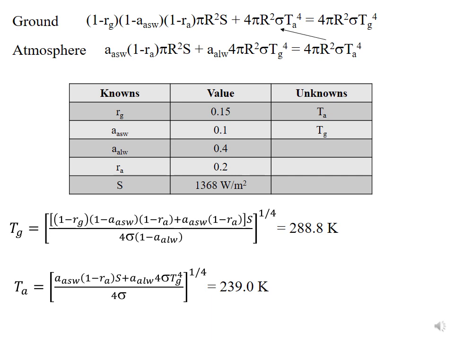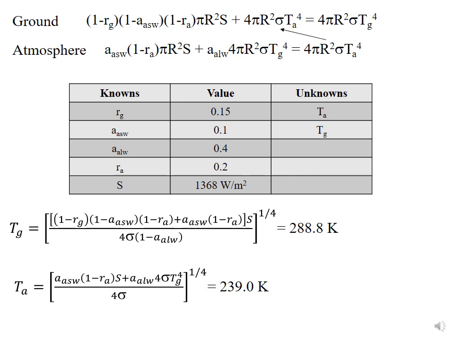An obvious way to do this is in the equation for the radiative equilibrium for the ground, the second term is 4 pi r squared sigma Ta to the fourth. And in the equation for the atmosphere, we have that same term on the right-hand side of the equation. So if I take the equation from the atmosphere and substitute it into the equation for the ground, I will have removed one of the variables, in this case the temperature of the atmosphere, and I'll have one equation with one unknown, and then I can use algebra to solve that equation for the temperature of the ground.